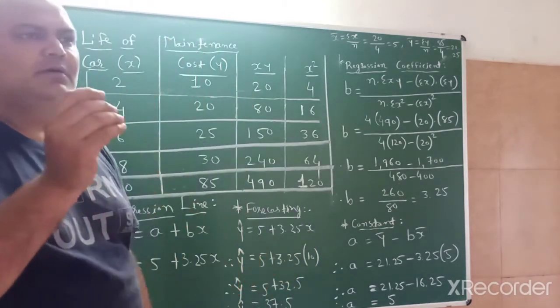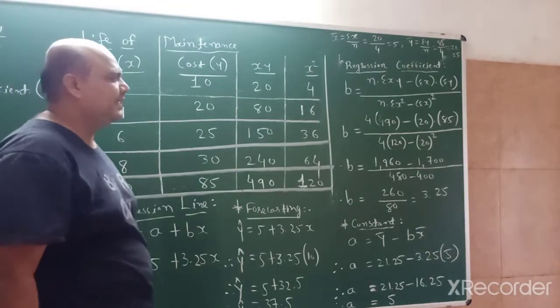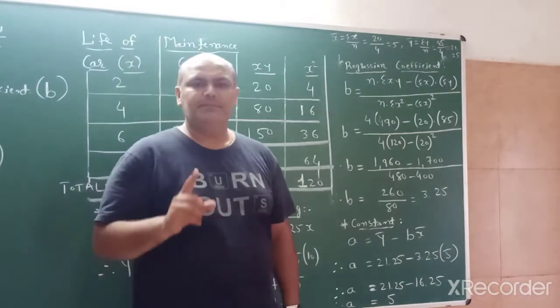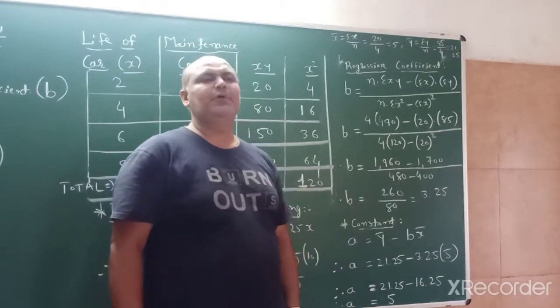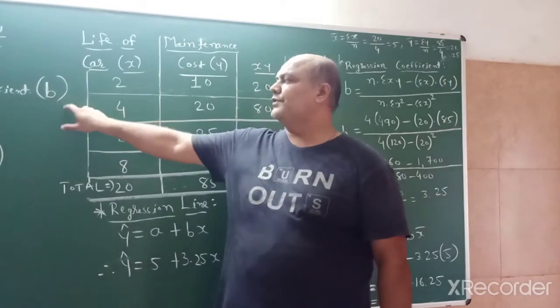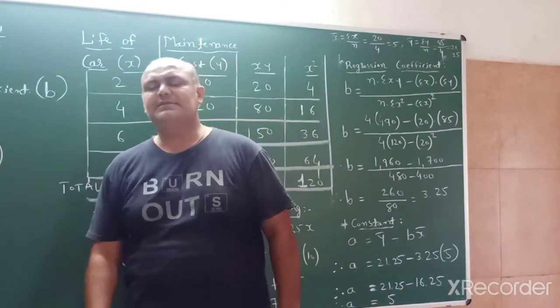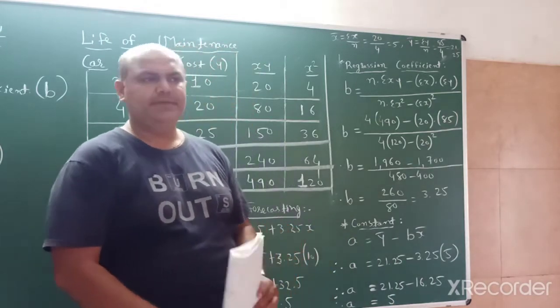3.25 is our first step, पहला पड़ाव, that is regression line, regression coefficient b. b is equals to 3.25. पहला पड़ाव आ गया, regression coefficient, that is b. Now we move towards second step, that is constant or a.